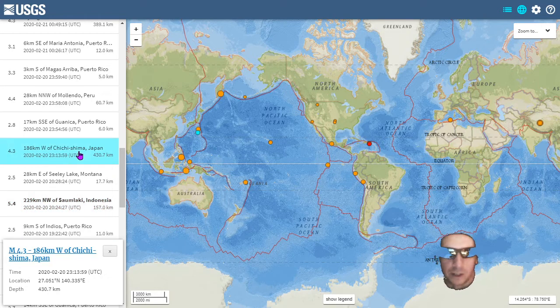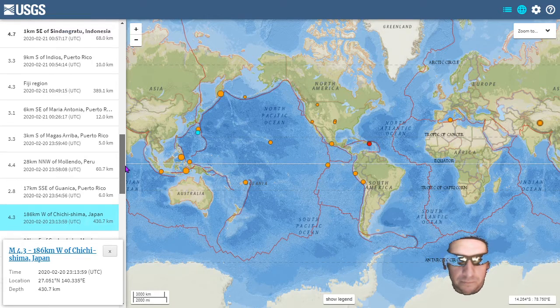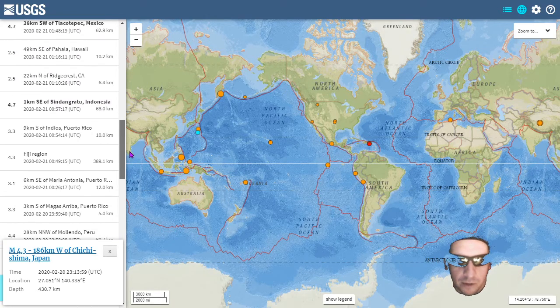Here's a very deep quake at Japan, a 4.3 magnitude at 430 kilometers. Some small quakes strike in Puerto Rico there.